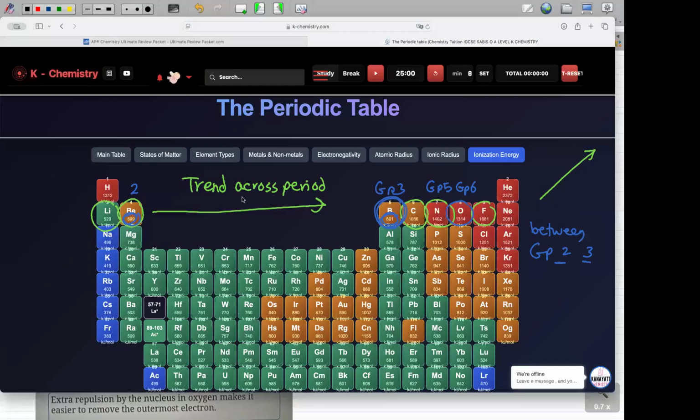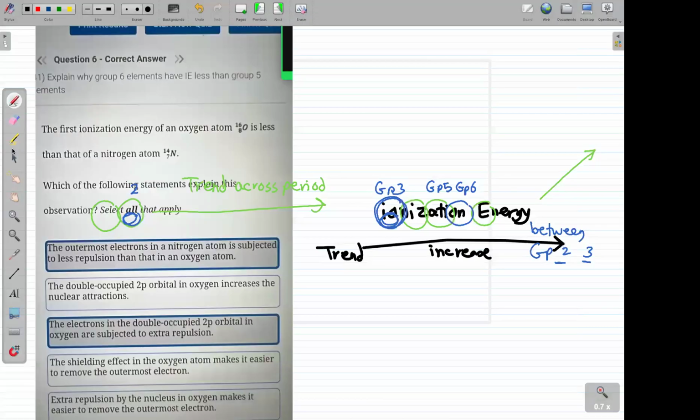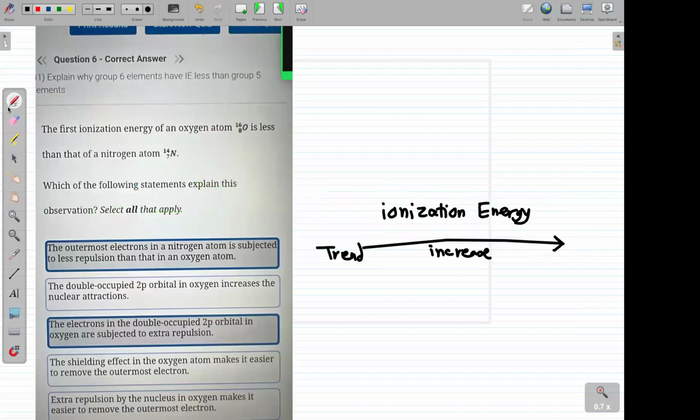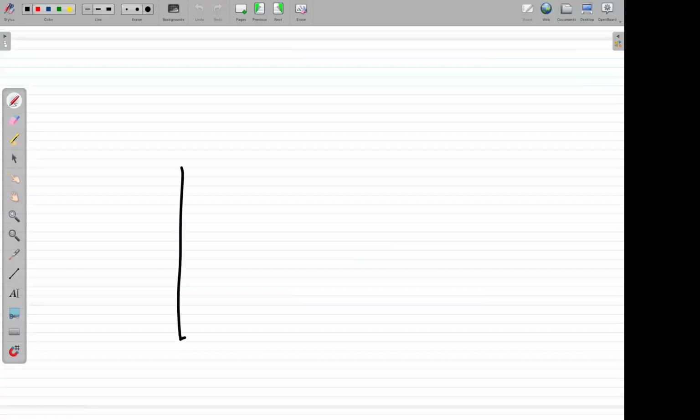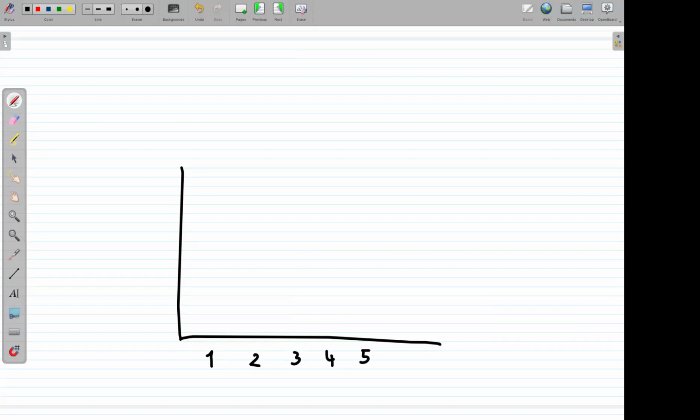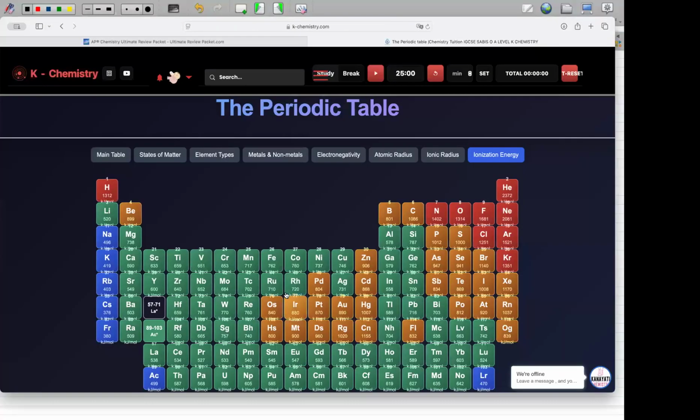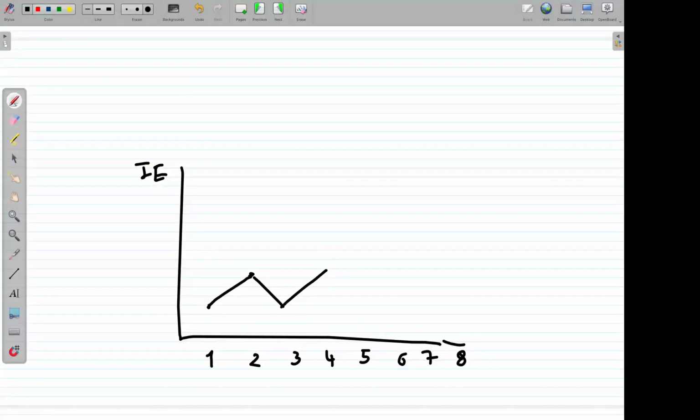Let's see again. This is the drawing that will explain that. The trend in the periodic table shows that if you are in group 1, so this is the group number. Let's say this is group 1, group 2, 3, 4, 5, 6, 7, 8. And this is the ionization energy. So the ionization energy of an element in group 1 to group 2 increased. From 1 to 2 increased. Then 2 to 3, it drops. And then 3 to 4 increases. Then 4 to 5, it increases.